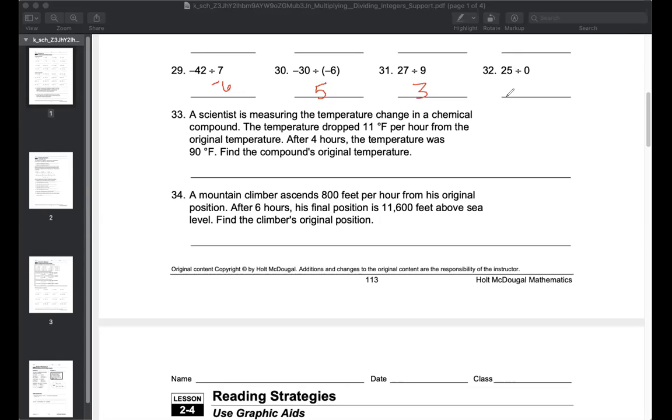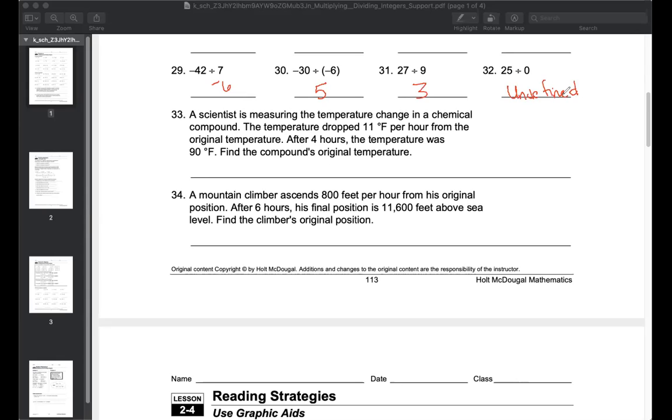All right. This is an example of what we call, excuse me, an undefined expression. You cannot divide by 0. Okay? Division by 0 is not allowed. So the answer for this is undefined. It is no such thing. You cannot divide something by 0. It is not allowed. That is not how we work with math, and that is not something that is allowed in mathematics. We do not divide by 0.